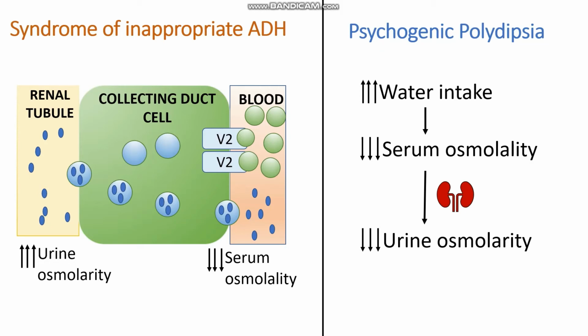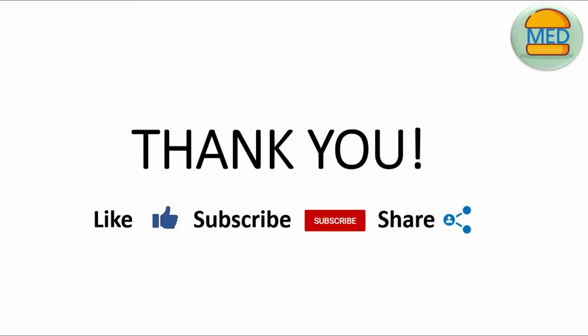And here comes the differentiating factor. In SIADH, due to excessive ADH, we have extremely concentrated urine. So our urine osmolarities are high. In psychogenic polydipsia, we have very, very dilute urine due to very, very dilute blood, and therefore our urine osmolarities are low. That concludes the video.